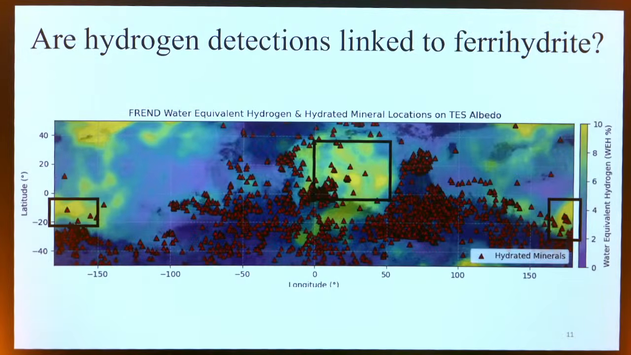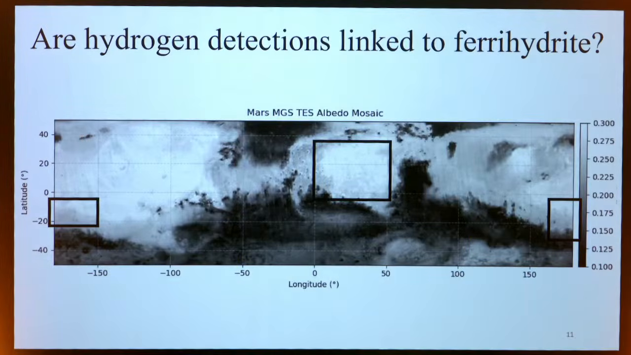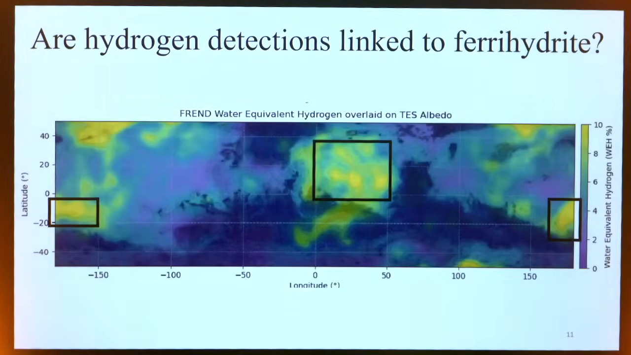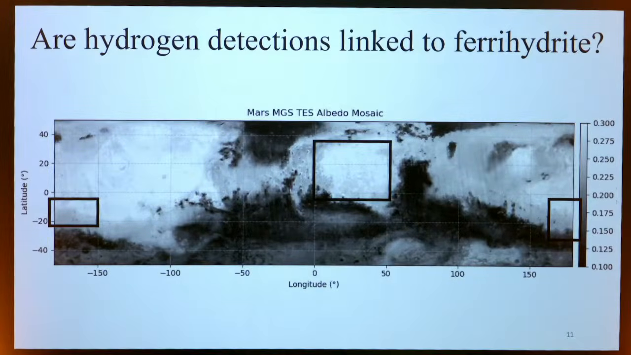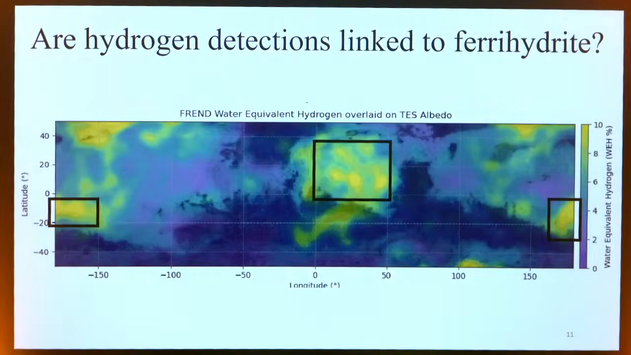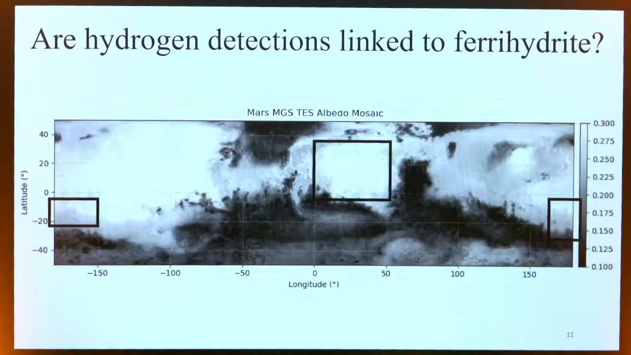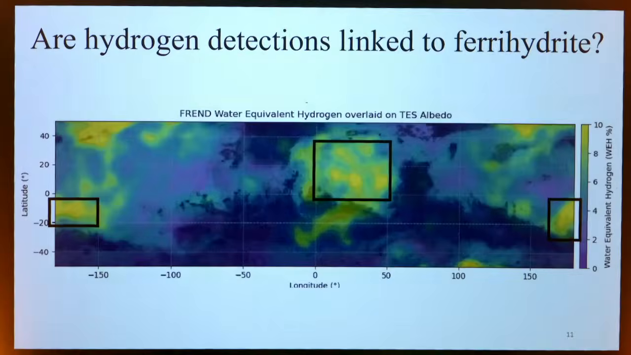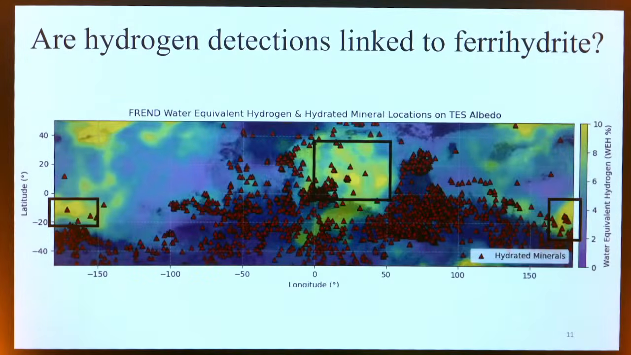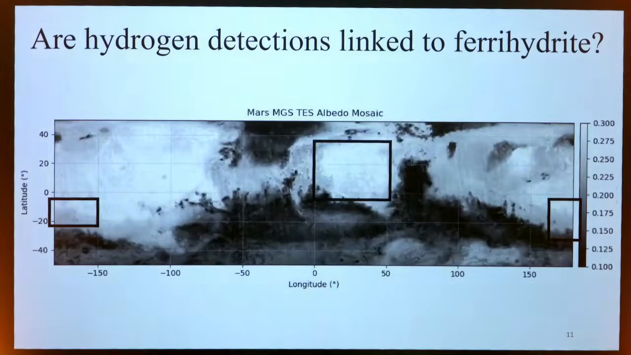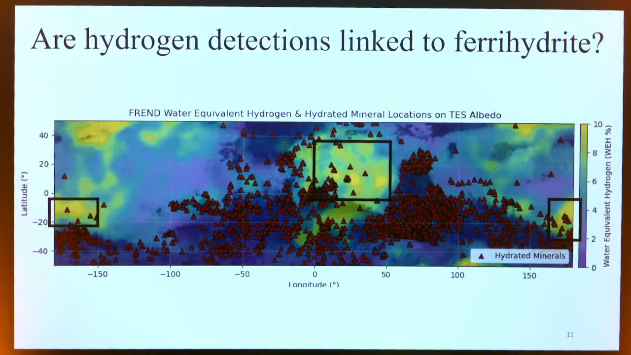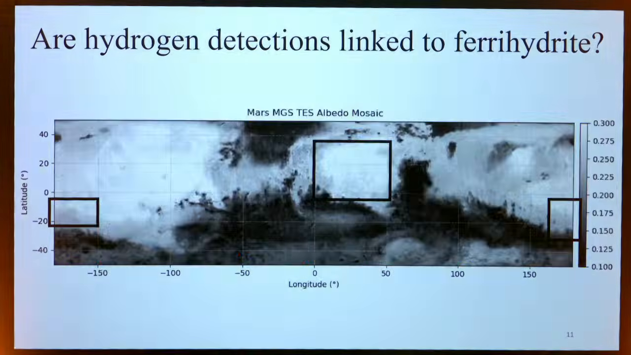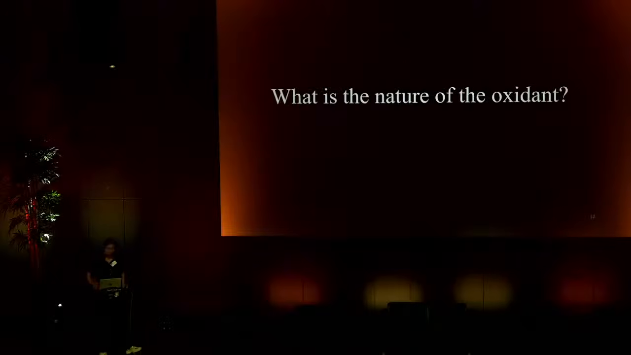And I'm here also plotting the distribution of clay minerals as far as we know. What is interesting is that there seems to be somewhat of an anti-correlation between the observed clay distributions and the elevated hydrogen abundances in the dusty regions. So what I'm saying is that perhaps these elevated hydrogen signatures can be linked to ferrihydrite-rich dust zones. Okay, so I still see I have a few minutes, which is good.